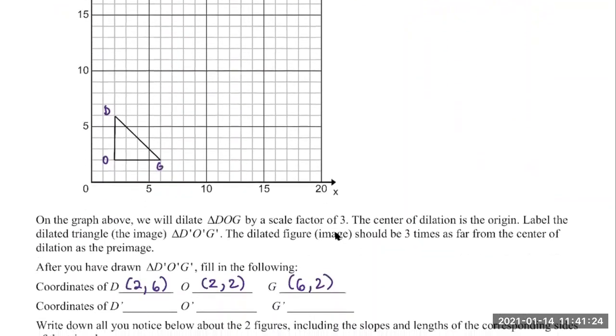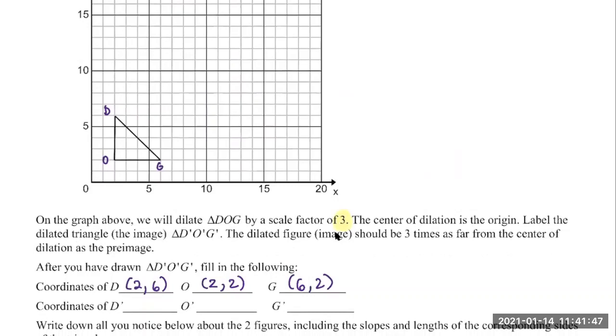How do I get D prime, O prime, G prime? If you know that the scale factor is 3, good. And I think I mentioned the word multiplier, but if the scale factor is 3 and it's an enlargement, what we would do is just multiply each one of the values, x values, y values on your coordinates by 3. So go ahead and do that, and then go ahead and plot your points.